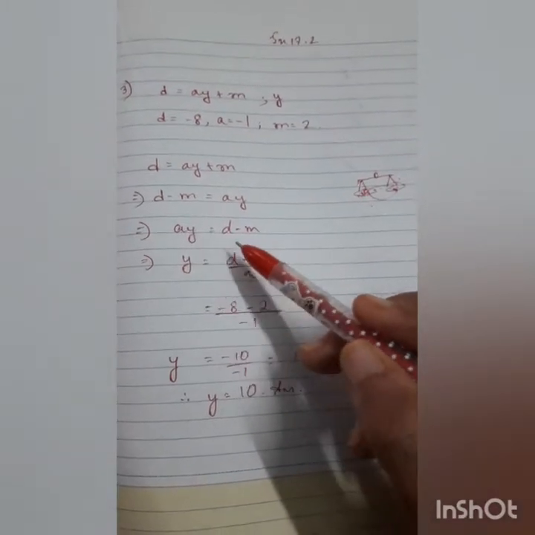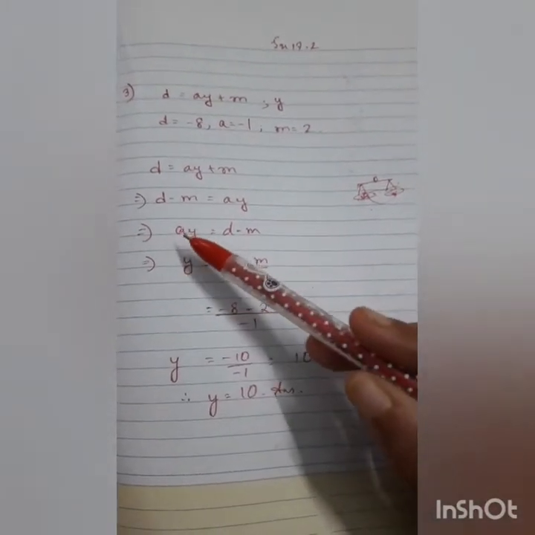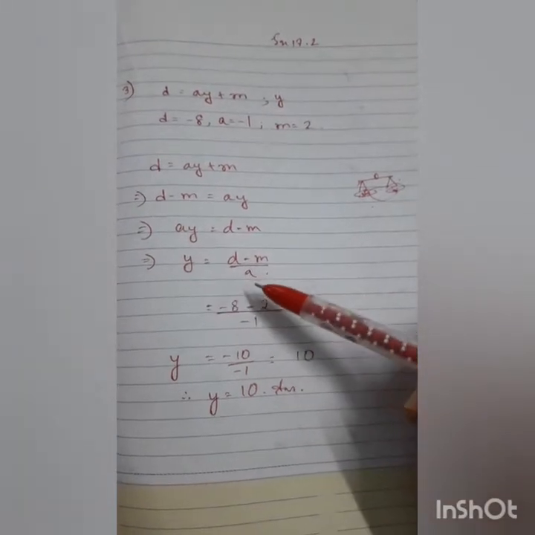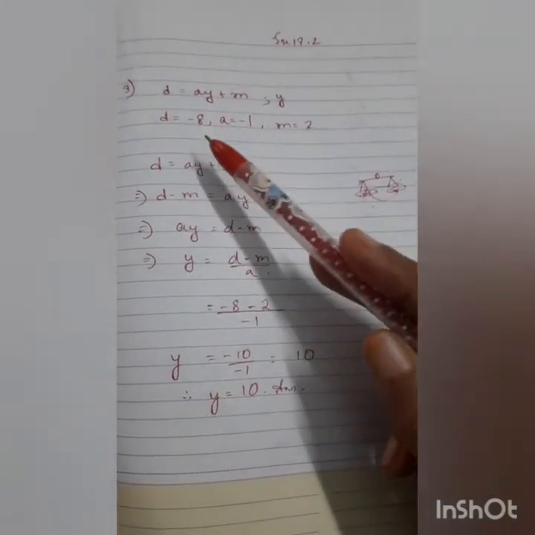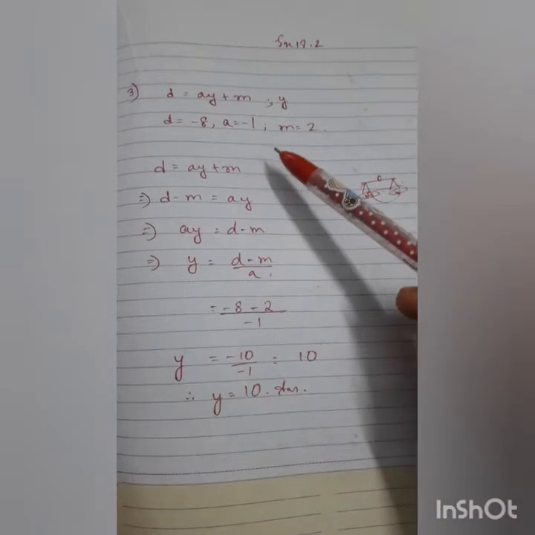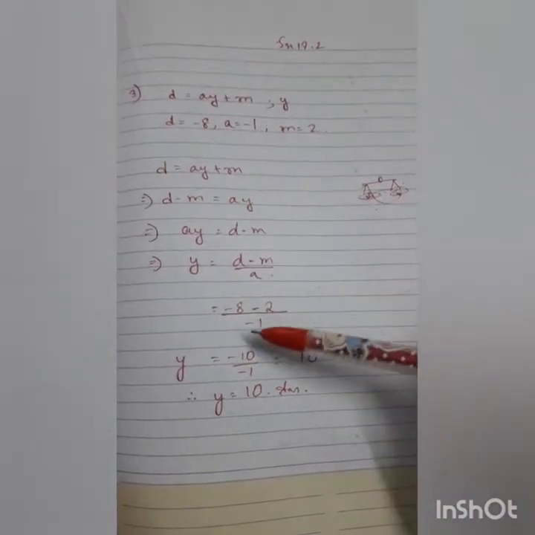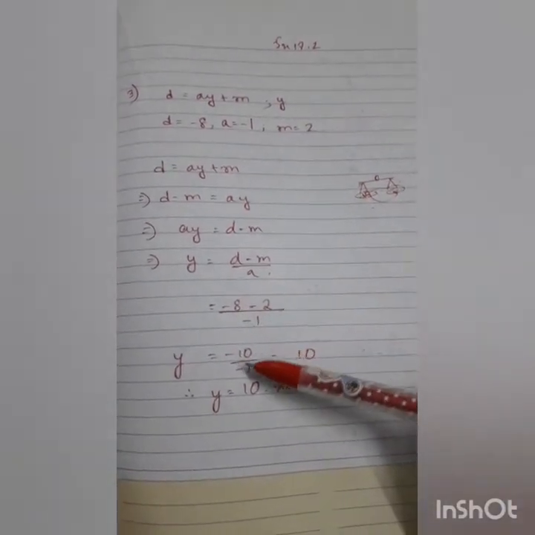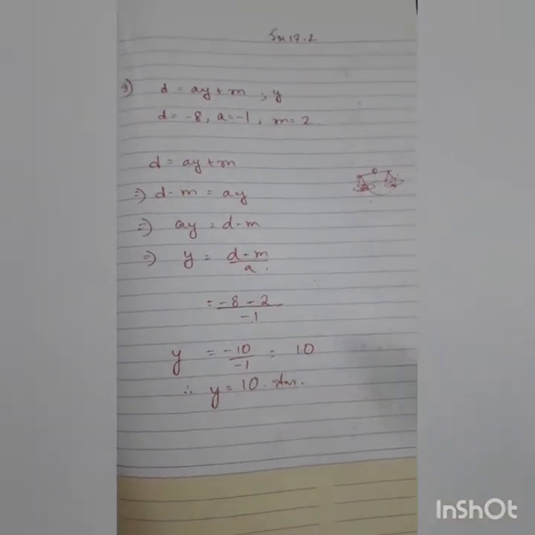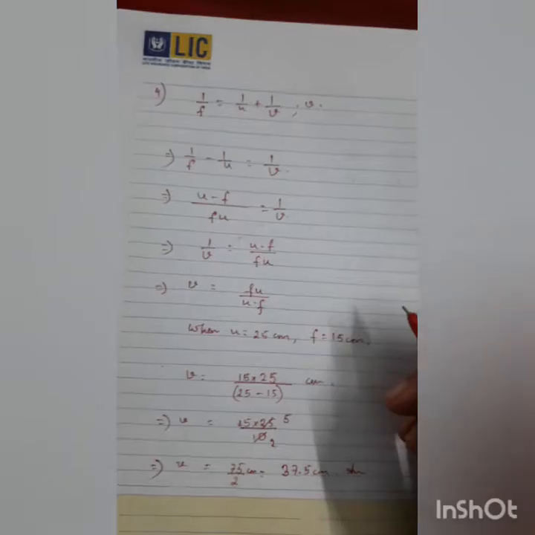So ay equals d minus m. Since a is multiplied to y, y equals (d minus m) by a. Now just substituting the values, d equals minus 8, m equals 2 and a equals minus 1, we have (minus 8 minus 2) which is minus 10, by minus 1, which equals 10. So y equals 10.